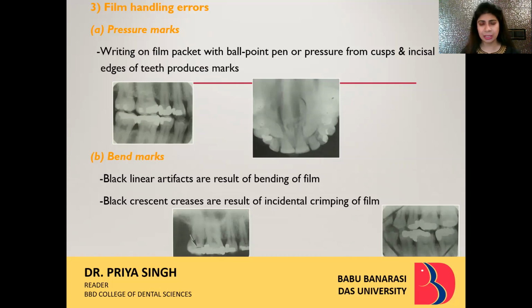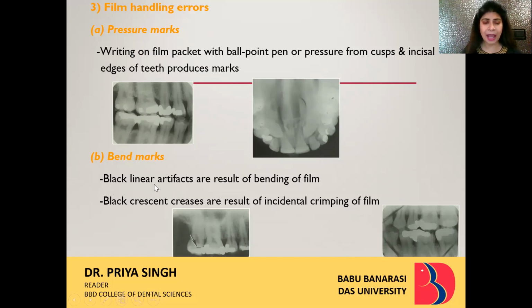So first being the pressure marks, writing on film packet with a ballpoint pen. Very frequently students do that. After taking a radiograph, they place the film inside and then want to write which radiograph it is. With a sharp ballpoint pen, if you write over it, it will lead to marks like this. So you have to be very careful while marking which region radiograph it is.